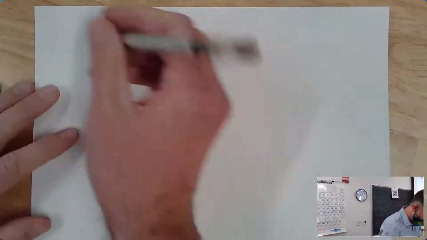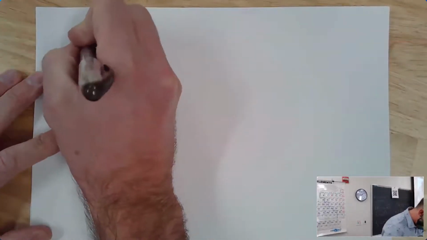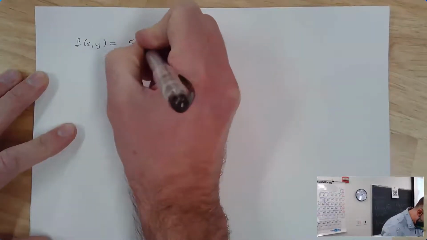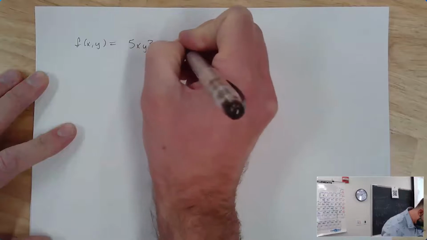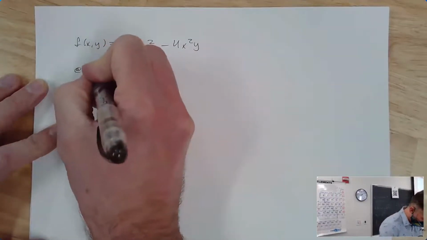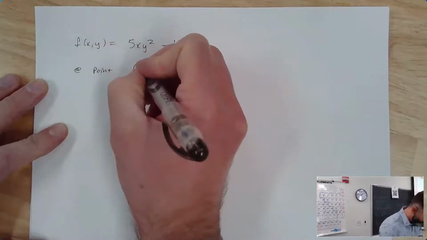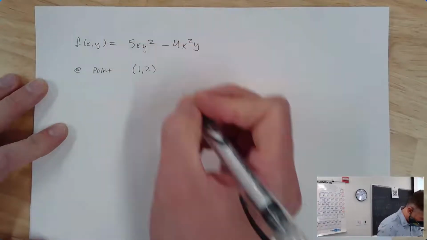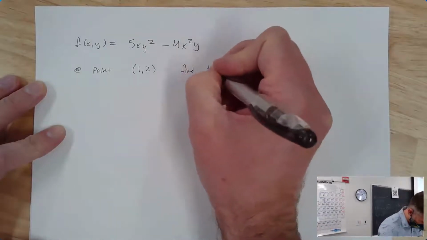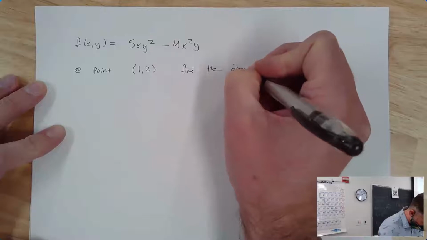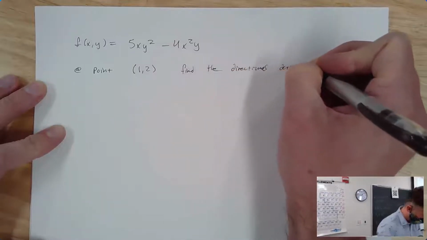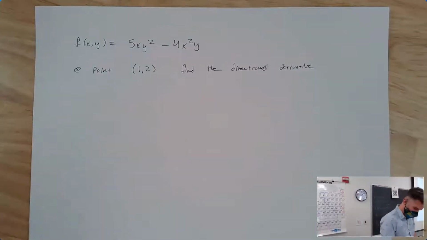Let's find, for this function, f of x, y is 5xy squared minus 4x squared y. And we're going to be looking at the point (1, 2). And we want to find the directional derivative. Or really, we should just say the derivative in the direction of.